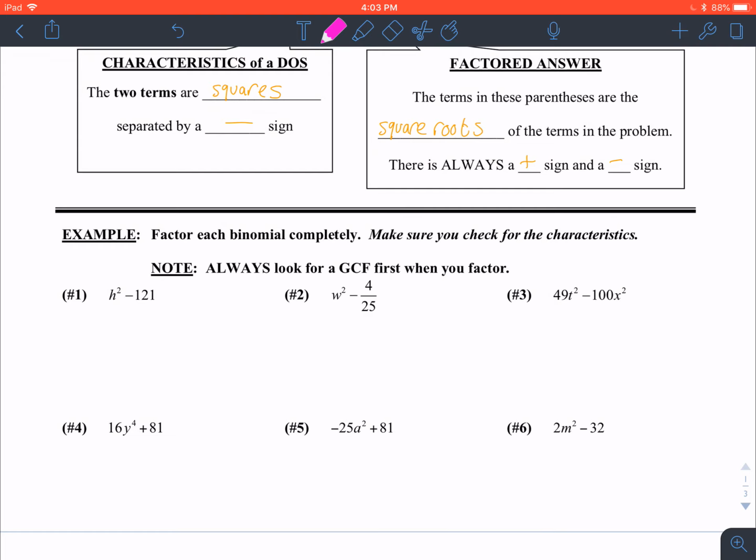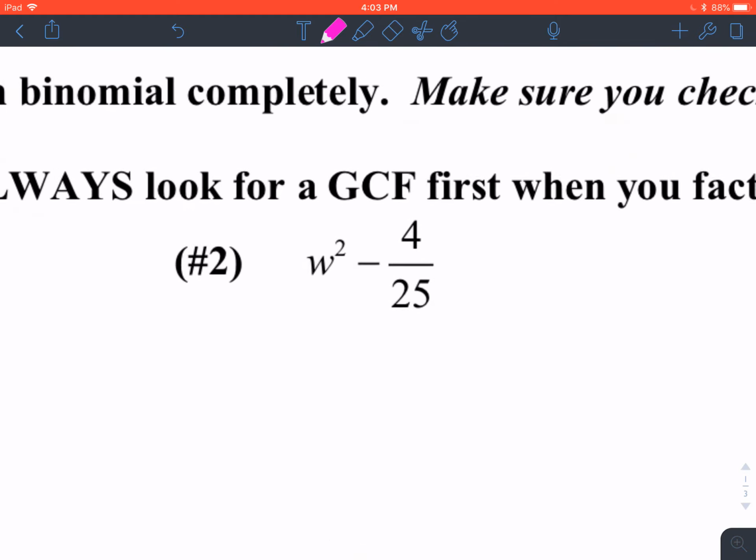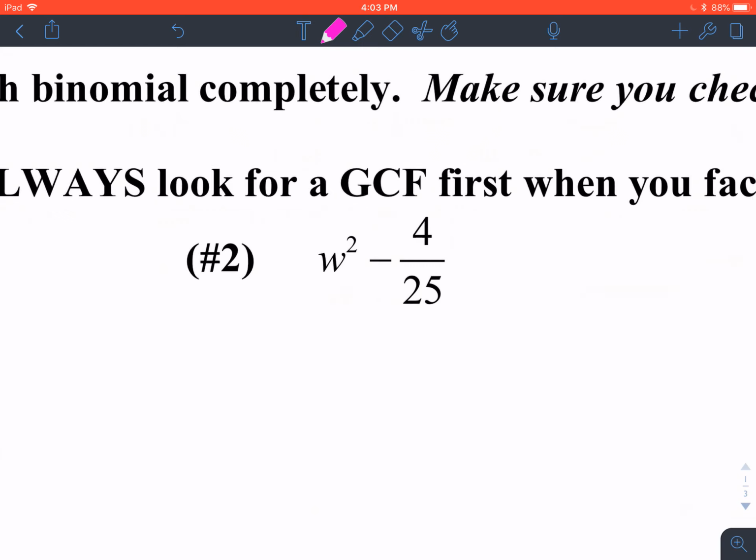Make sure you check for the characteristics. So remember, we need 2 perfect squares with a minus sign between them, okay? So looking at number 2, you always want to look for a GCF first when you factor. So first things first, is there a GCF? You can pull out a w squared and negative 4 over 25. Is there anything that goes into both of those? Like any w's? No. Any numbers? No. Okay. Do we have 2 perfect squares here?